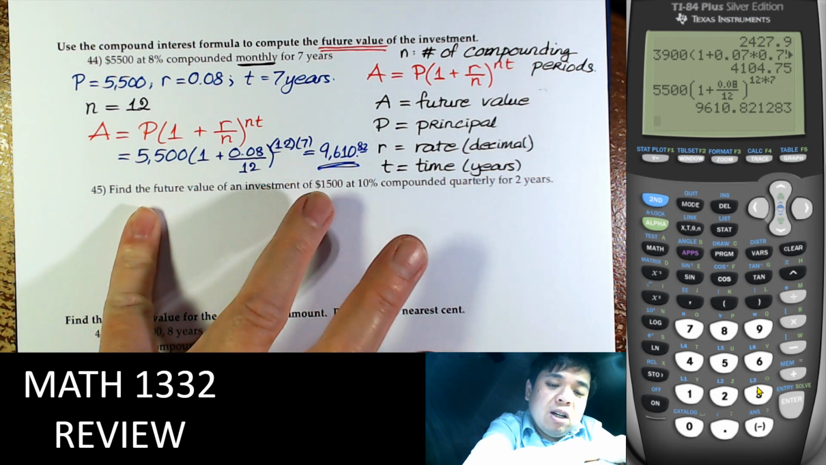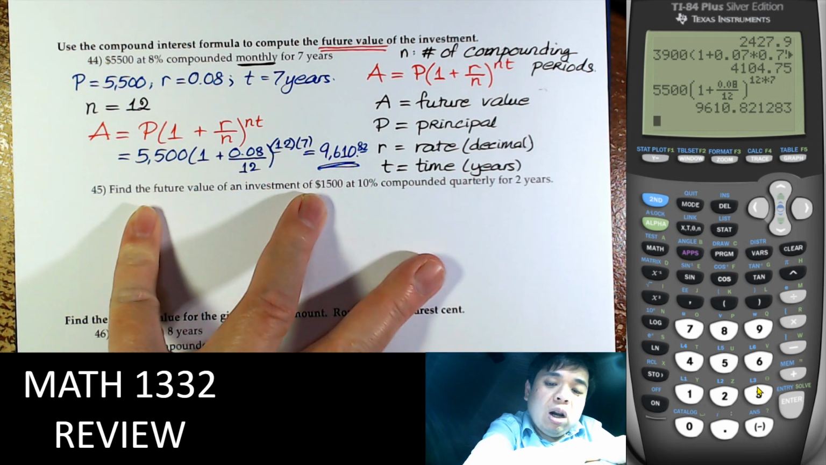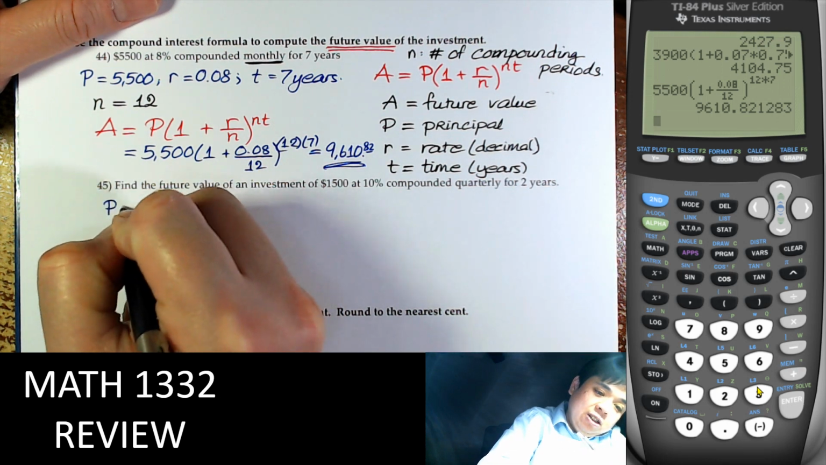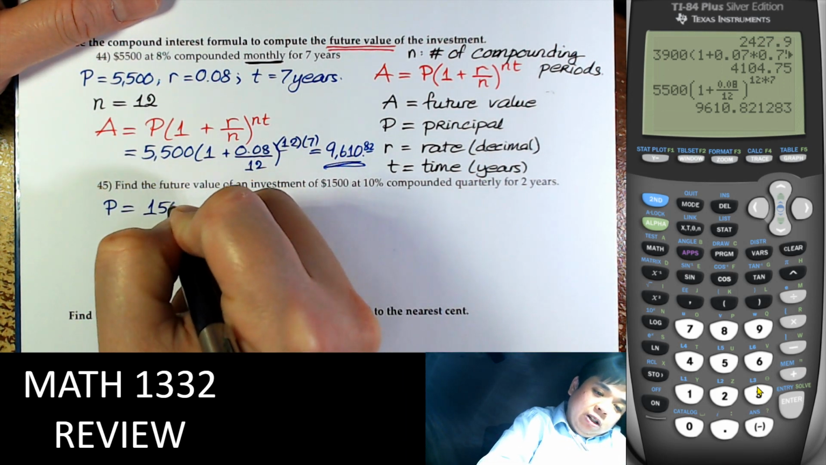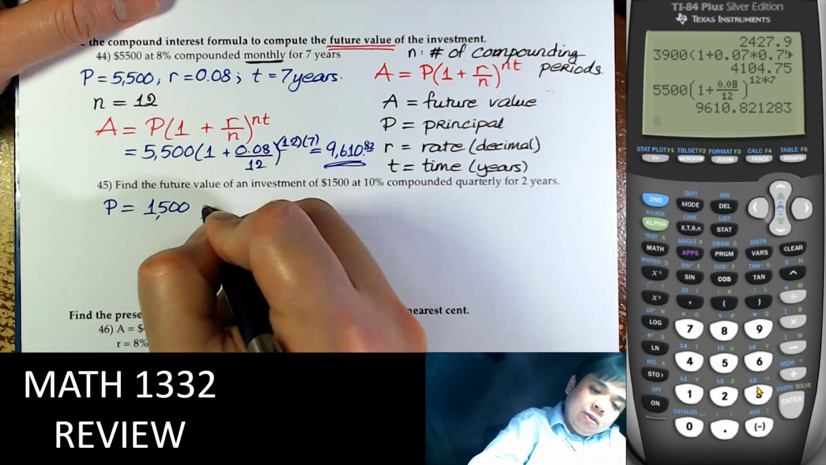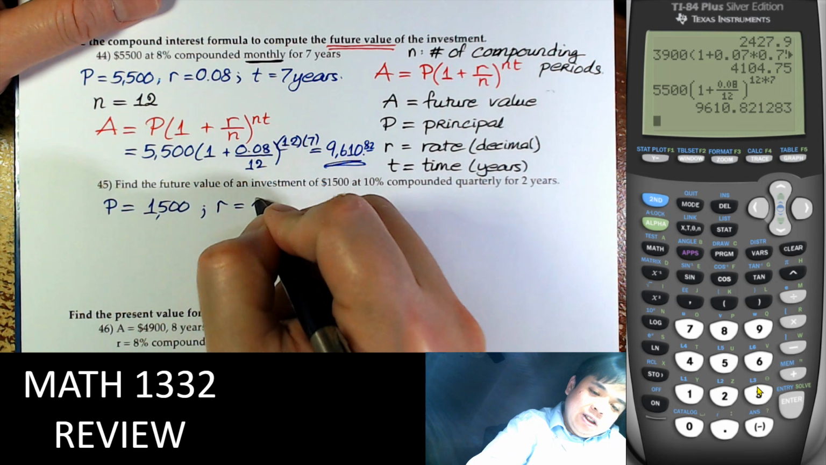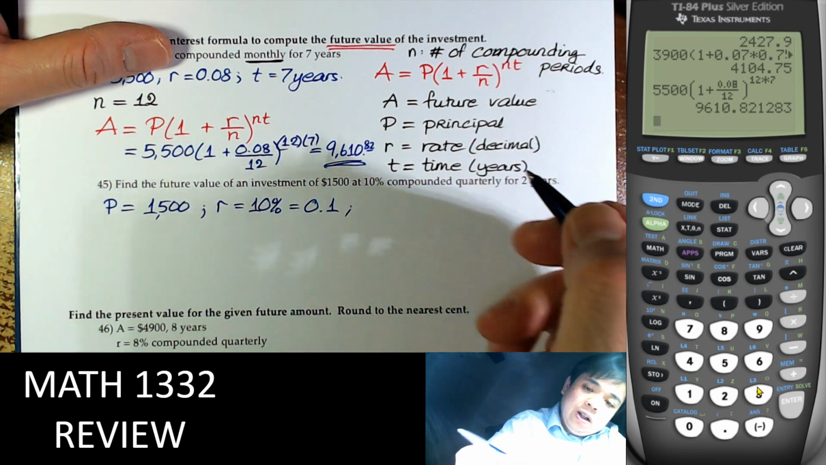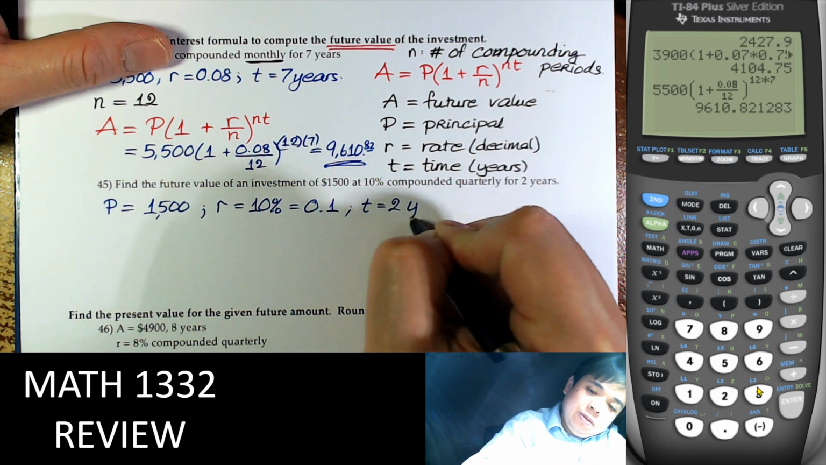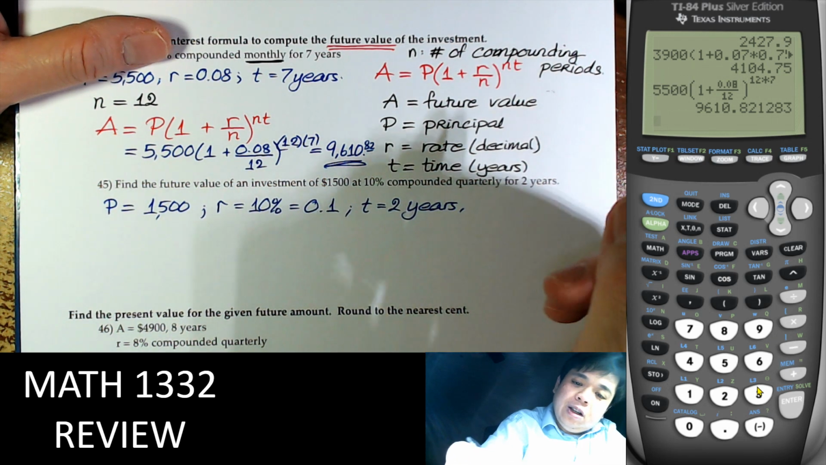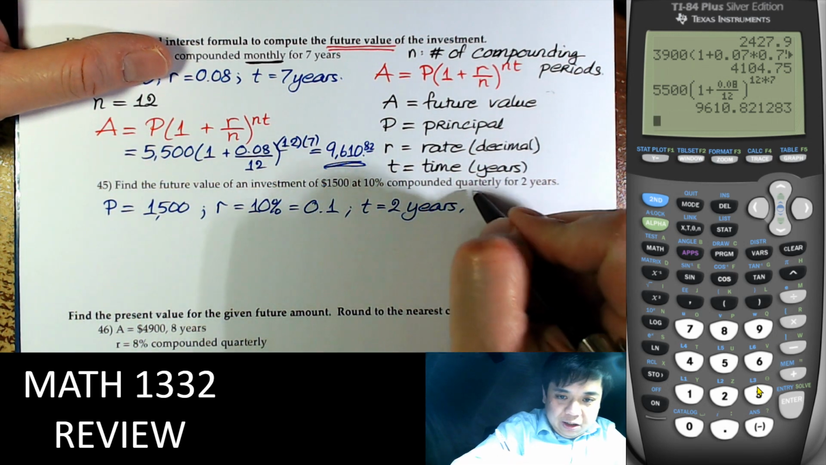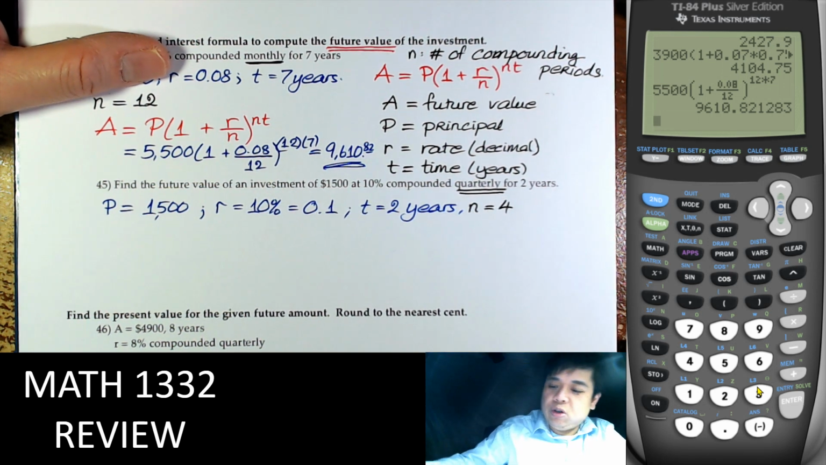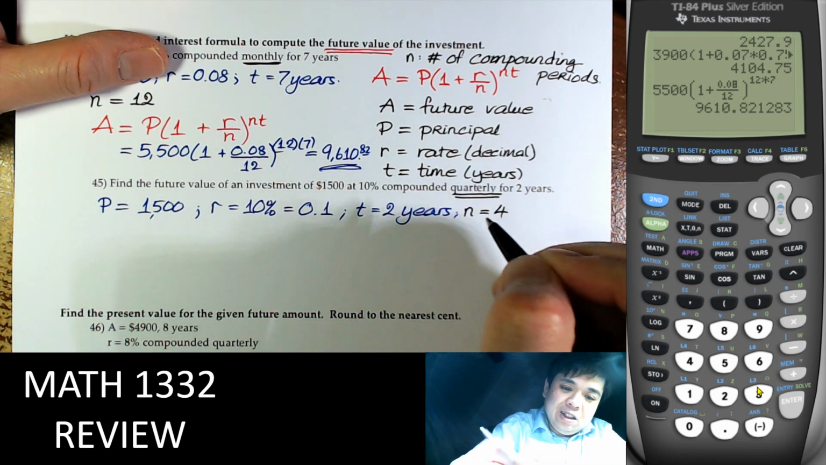Next we have the future value of an investment, 10% interest quarterly for 2 years. So just write down everything we have again. 1,500. The rate, 2 years, and quarterly. Four times a year. Right.